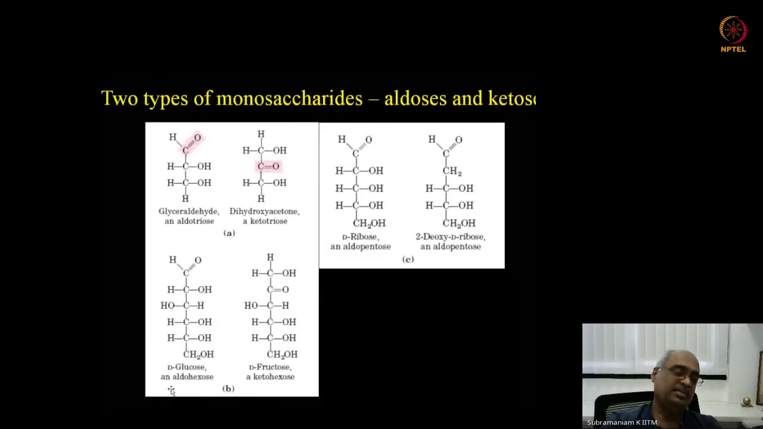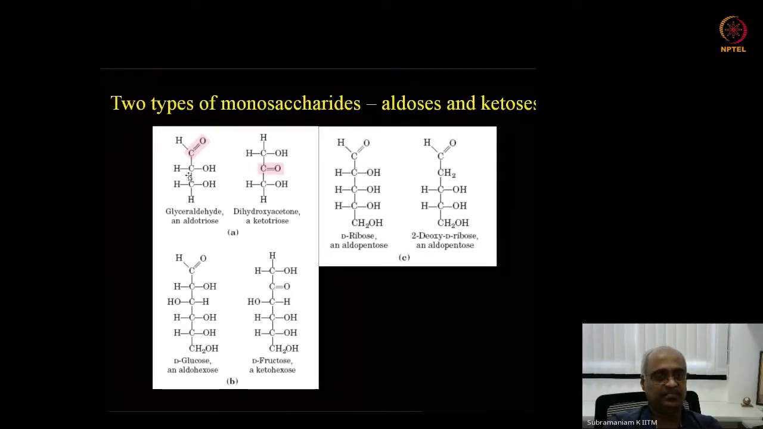And this DL reference, we use the carbon that is farthest from this aldehyde group. The orientation of the hydrogen and hydroxyl at the chiral carbon that is farthest from the functional group, this aldehyde group. In this case, this will be the one. The 5th carbon, 1, 2, 3, 4, 5, 6, this is the 5th carbon. So in this case, it is this itself. This is the chiral carbon farthest from this, because there is only one, and so on.